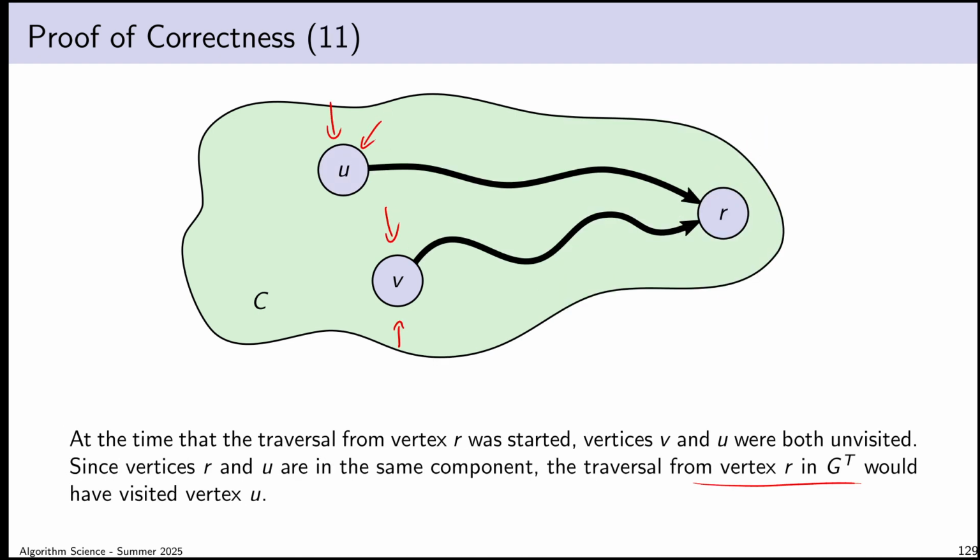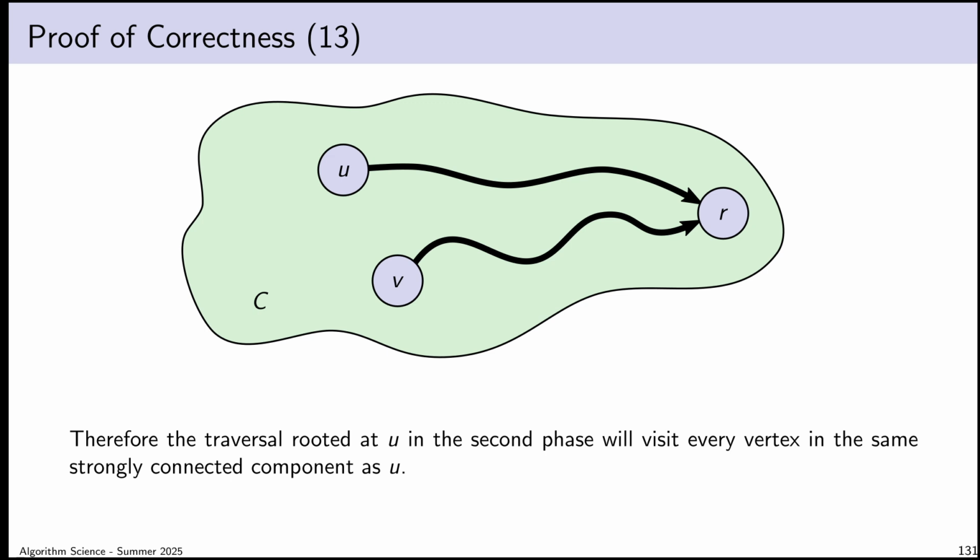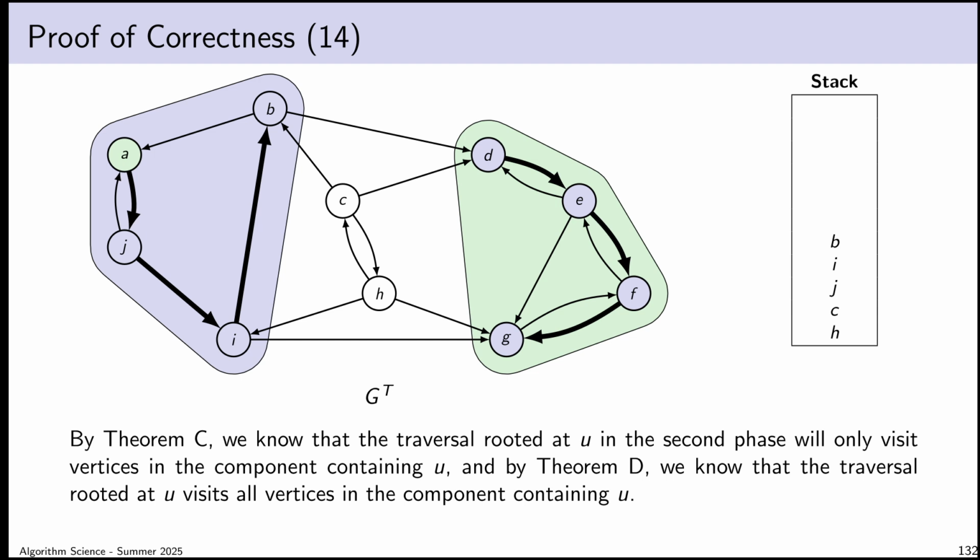So my contradiction proves theorem D for me, and that tells me that the traversal rooted at vertex U in the second phase will visit every vertex in the same strongly connected component as vertex U.